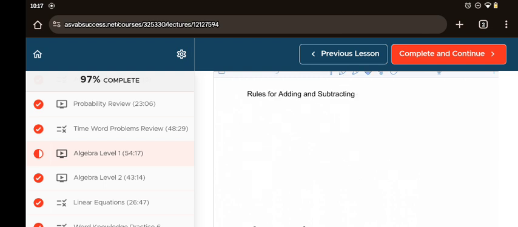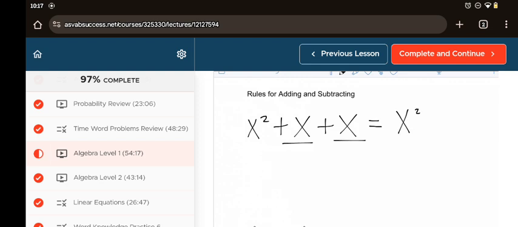So if we were to have something like, let's say, x squared plus x plus x, there are no other x's with a square, so we can't add it to anything. So that's just going to stay as x squared. But here we do have an x and an x that have an exponent of 1. So we can add them and we get 2x. Okay? So let's do a couple of practice problems.